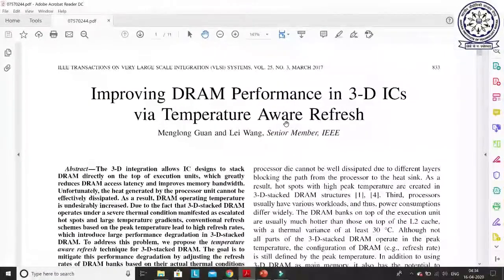Hello everyone, welcome to the sixth lecture of CS 531 Memory Systems and Architecture. We have been discussing for the last two weeks the recent advancements in DRAM architecture, especially how to reduce the refresh overhead of DRAM memories. Today we'll also discuss a related paper. The paper title is Improving the DRAM Performance in 3D ICs via Temperature Aware Refresh.